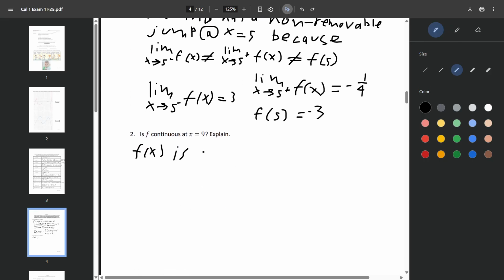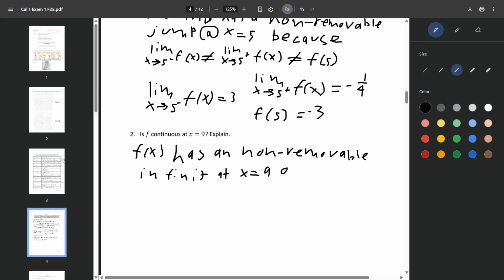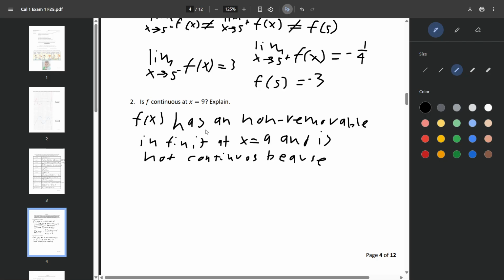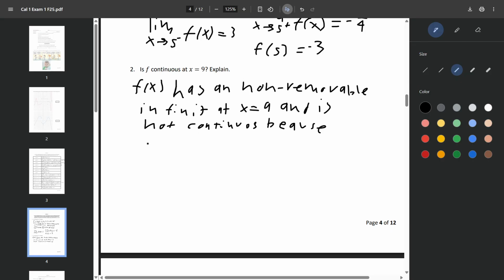So we're going to add that f is not continuous at x equals 9 as it has a non-removable infinite discontinuity, because once again we need to show that these three values are not going to be the same. So we will put that.